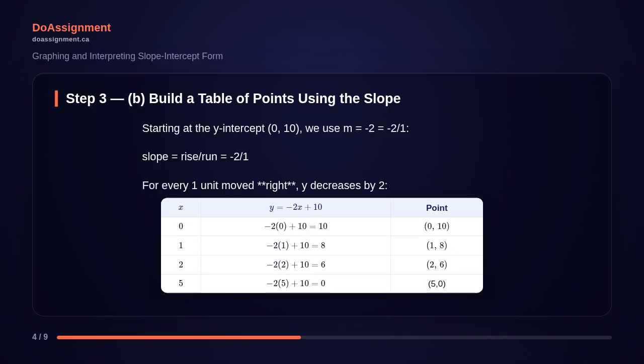Starting at the y-intercept 0, 10, we apply the slope of negative 2 over 1. Each time x increases by 1, y decreases by 2. This gives us the points 1, 8, 2, 6, and 5, 0. We will also confirm that 5, 0 is the x-intercept shortly.